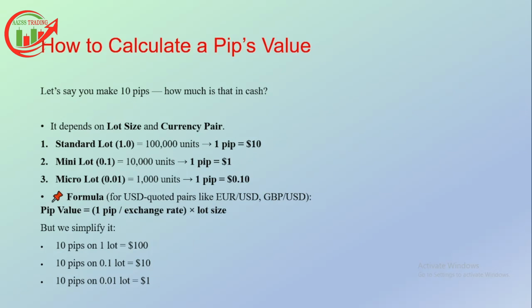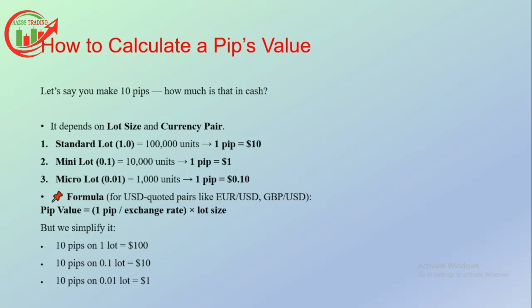Don't worry about the units, just worry about the lot, the pip and the amount in cash. For example, you enter the market with a 0.01 lot size, which is a micro lot. If the market moves 1 pip, you make 10 cents, so you make $0.10. If the market moves 10 pips with the micro lot, you make $1. Make $1 with 10 pips. So it is quite different.